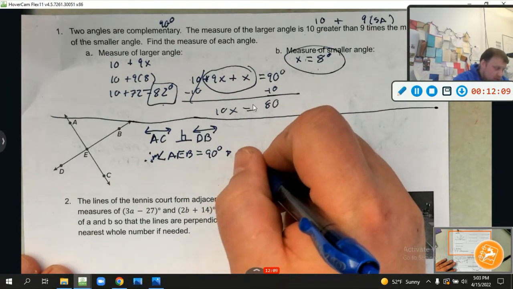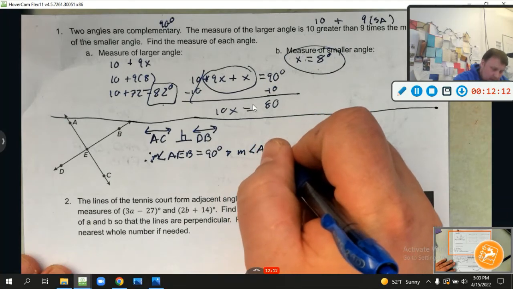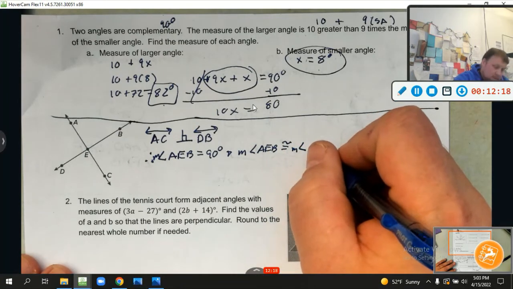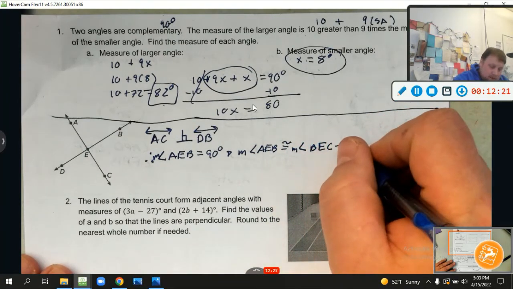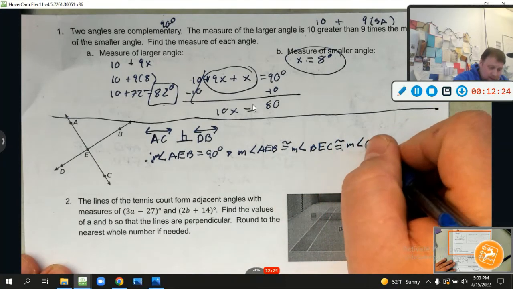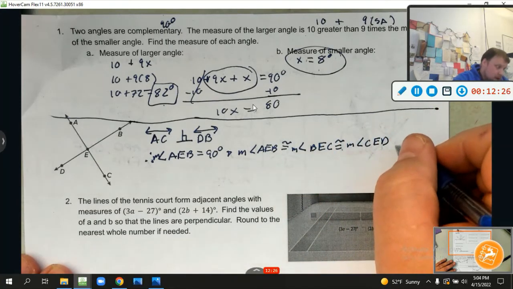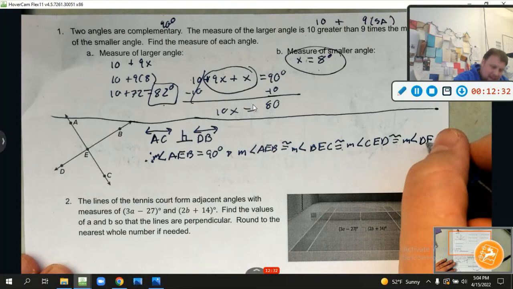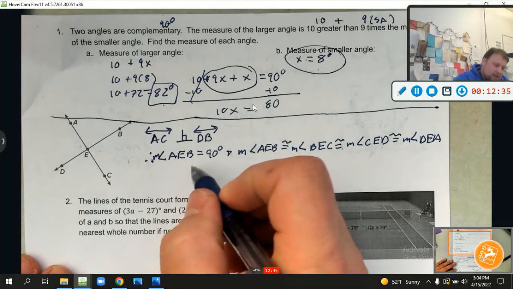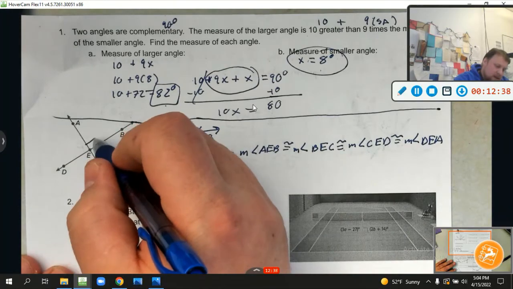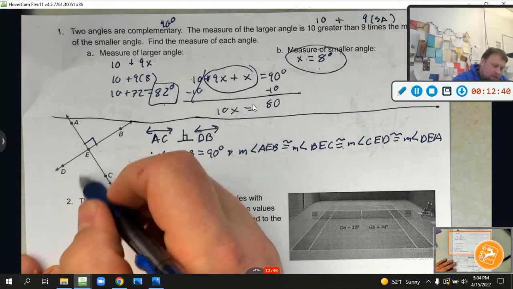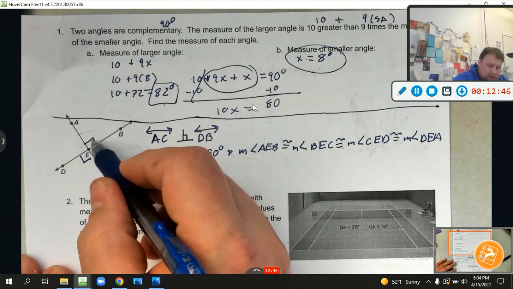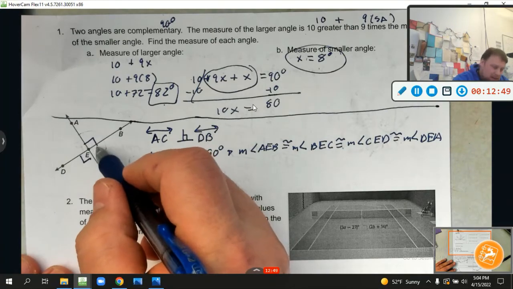And the measure of angle AEB is congruent to the measure of angle BEC, which is also congruent to the measure of angle CED, which is also congruent to the measure of angle DEA. And how can I say all this? Well, watch. If the measure of angle AEB is 90 degrees, right there is 90. Well, these are vertical angles. It makes this 90 degrees. But I also know we have a straight line here, so these should add up to 180. 180 minus 90 is 90, so this is 90 degrees.